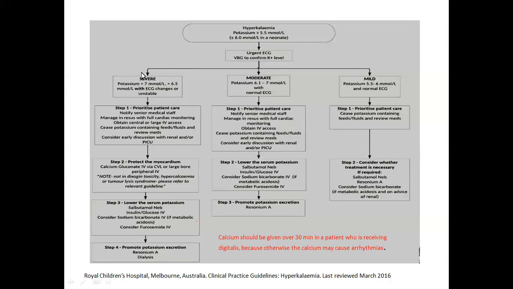Next, if you have severe hyperkalemia, that's potassium more than 7, or more than 6.5 with ECG changes. Any child with ECG changes, it is significant, it is severe. So you need to stabilize the membrane. First protect the membrane by giving calcium gluconate, then lower the potassium and promote the excretion. In this situation, if you have renal failure and cannot excrete the potassium, you can consider RRT. So these were the guidelines given by the Royal Children's Hospital, Melbourne.